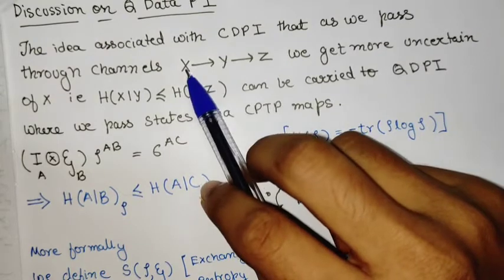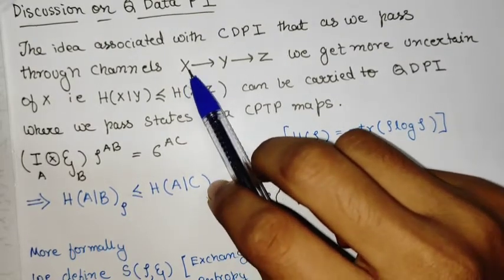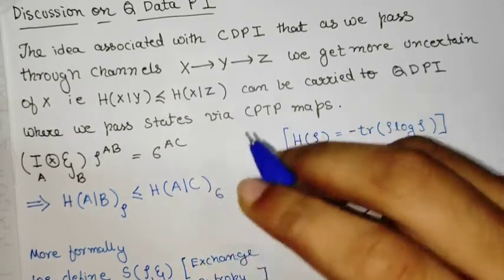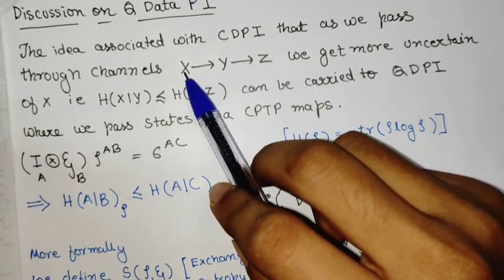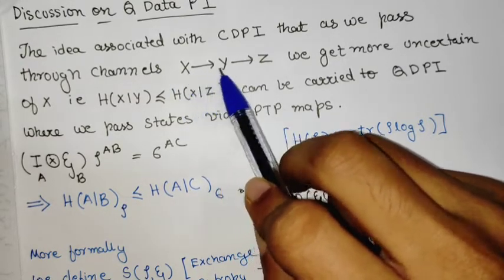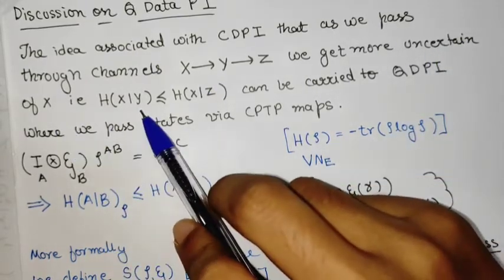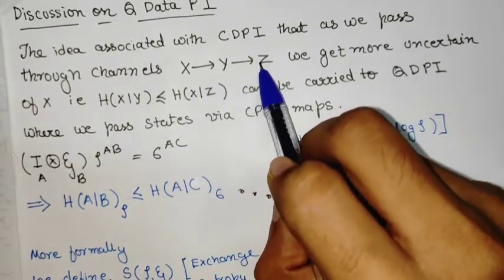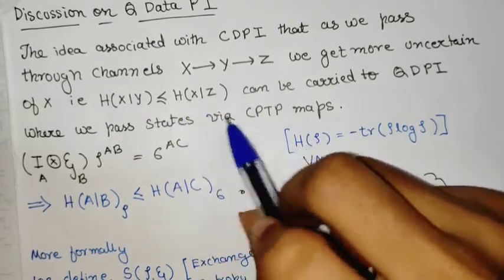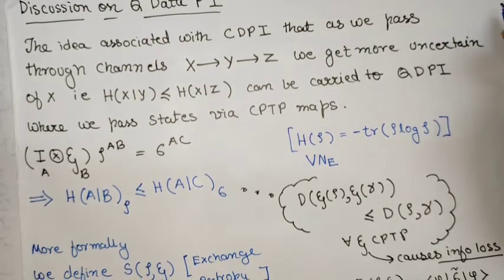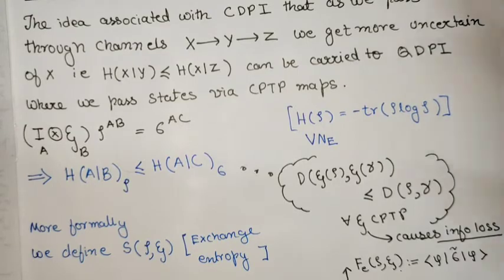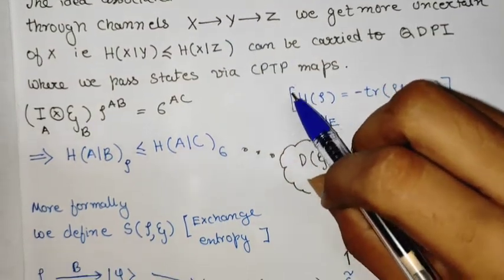Classically we have seen that if we process our data through these noisy channels that have this conditional probability distribution, we get more and more uncertain. That is, we are more uncertain of X from the value Z than we are from Y, as I have shown here. So in quantum data processing inequality, what we have is that transitions are brought via CPTP maps.